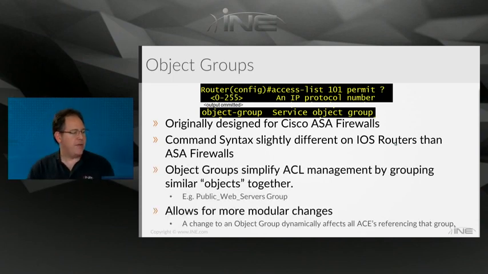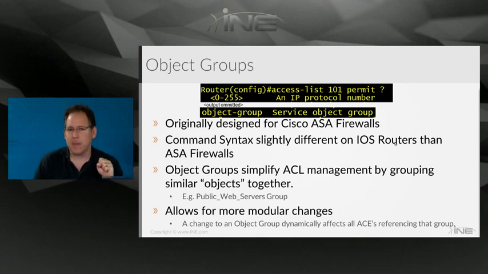So one of the benefits of using object groups is that it allows for modular changes to an access list. For example, let's say that I had an access list that was composed of 100 lines of ACEs. So access list 101, 100 ACEs, and that's all applied to an interface.